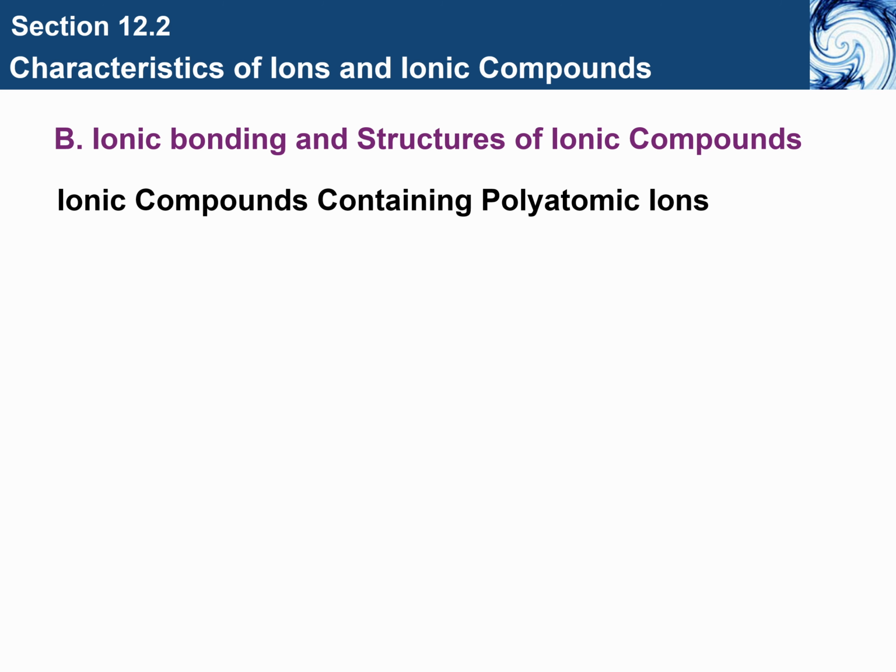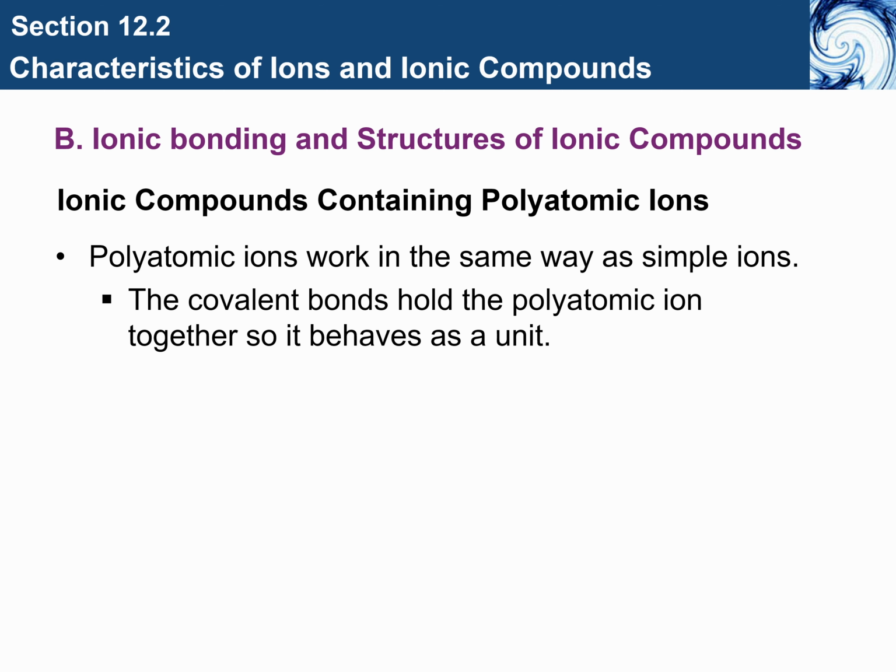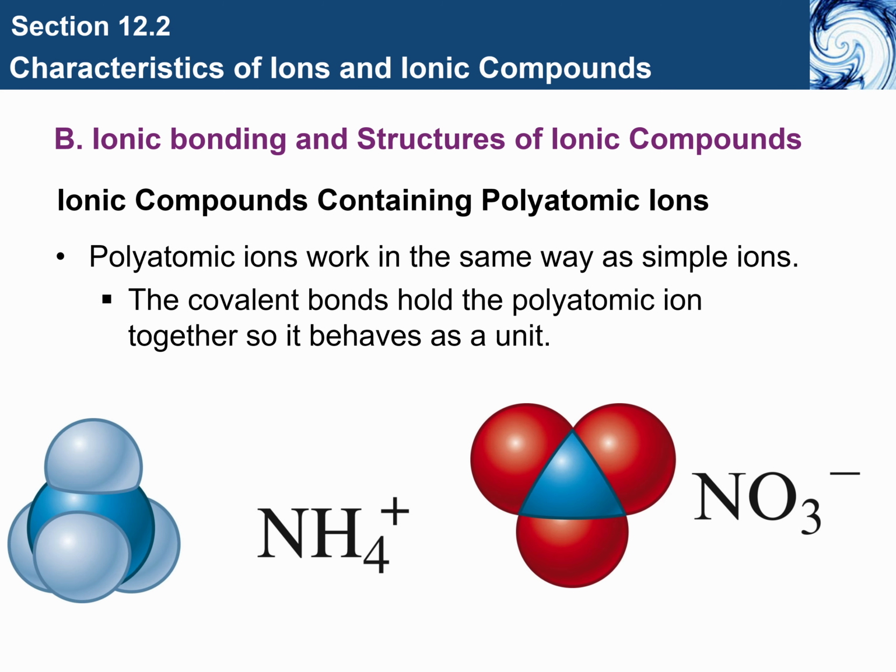Ionic compounds containing polyatomic ions. Polyatomic ions work together in the same way as simple ions. The covalent bonds hold the polyatomic ion together, so it behaves as a single charged unit in an ionic compound. The example on the slide is ammonium, NH4+, and nitrate, NO3-. Each polyatomic ion has covalent bonds inside of it, but the whole group acts as one ion when forming ionic compounds.